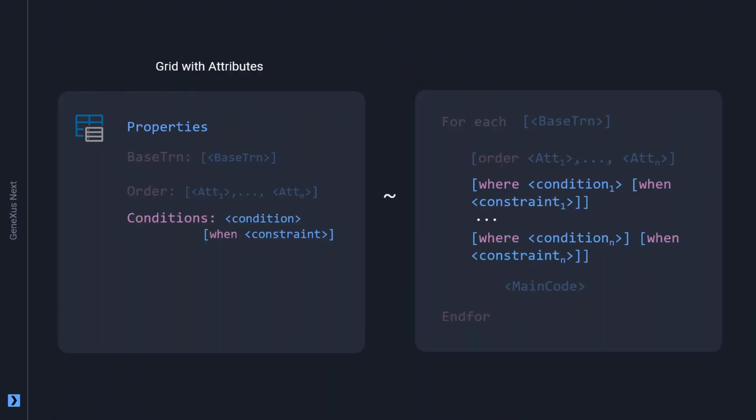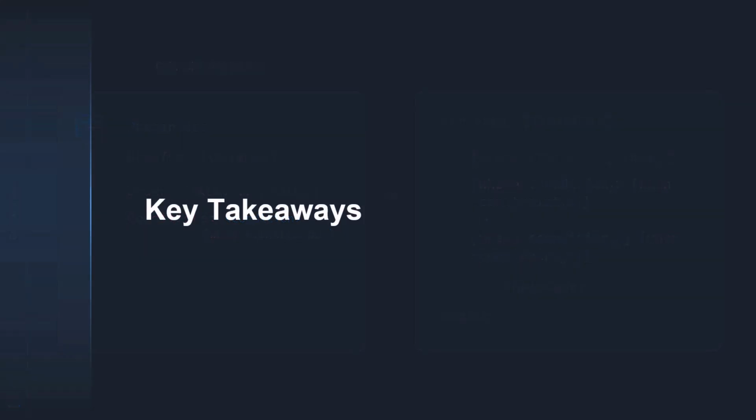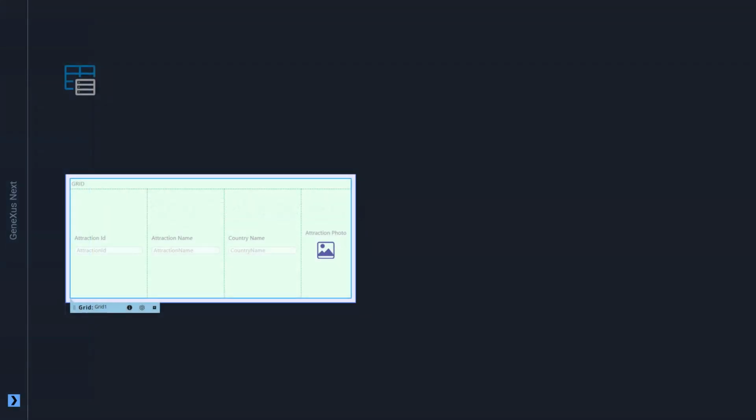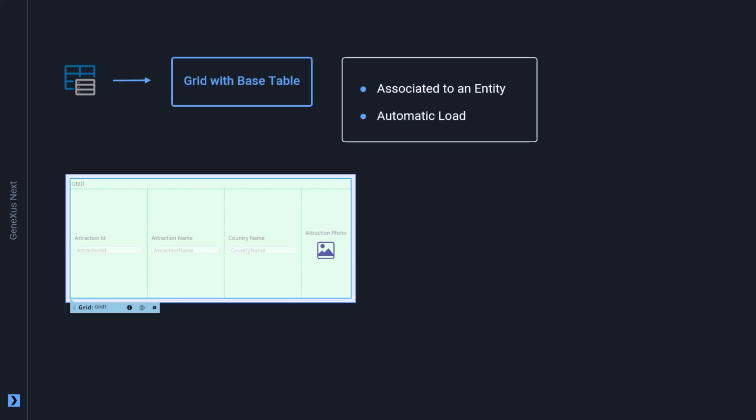We saw then that conditions allow themselves to be conditioned, and this is true in all the places that implement navigations, both in the conditions property of the grid and in the where clauses of the FOR EACH. We have seen that a grid control with attributes silently determines a navigation identical to that of a for each, and that, therefore, we usually name it a grid with base table. Moreover, it performs an automatic loading of the result without having to program anything.